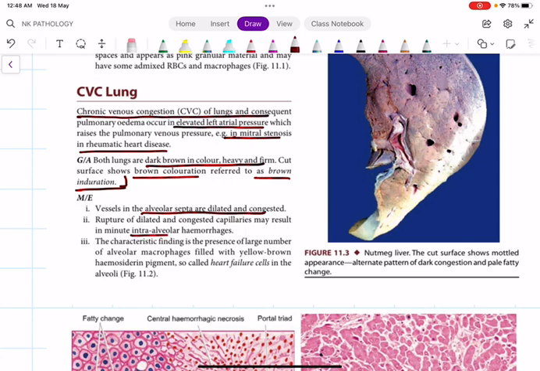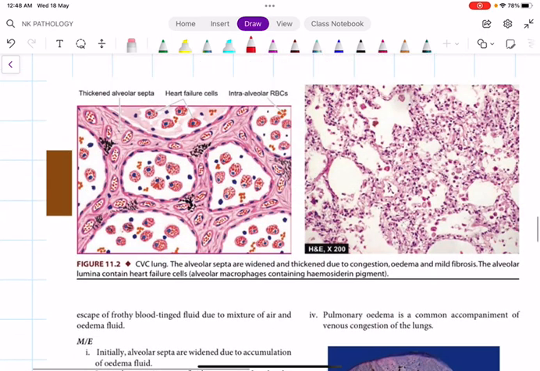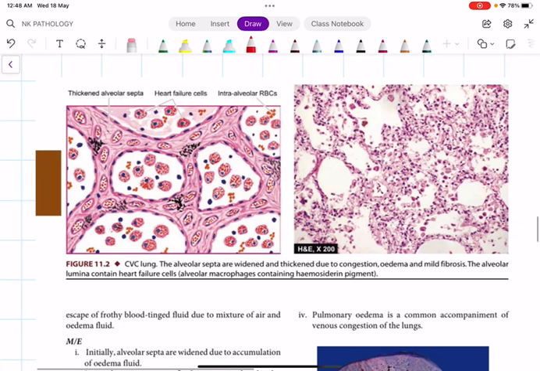There will be intra-alveolar hemorrhages because of the rupture of the congested capillaries. And the characteristic finding is the presence of a large number of hemosiderin-engulfed alveolar macrophages, which we call heart failure cells. They are also called dust cells. You can see heart failure cells in this picture.